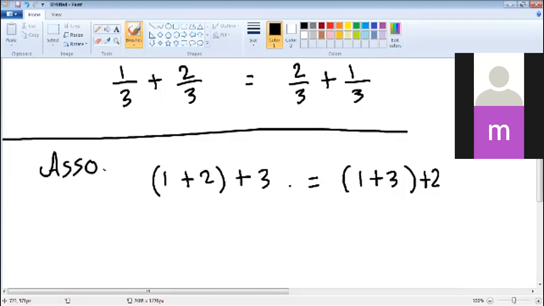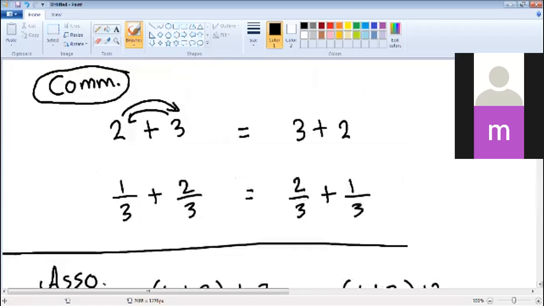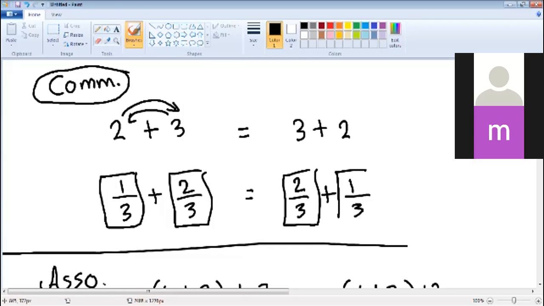A little bit, only 50%. How, Yusuf? We said what is commutative property? Commutative property, like you wrote 2 plus 3 is the same as 3 plus 2. There is no problem at all here. 2 plus 3 is equal to 3 plus 2. 1/3 plus 2/3 is like 2/3 plus 1/3. There is no change.